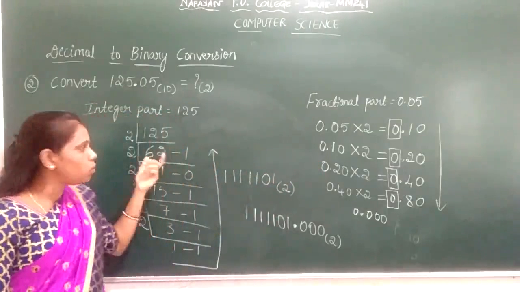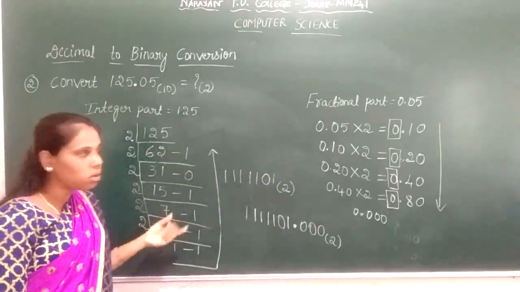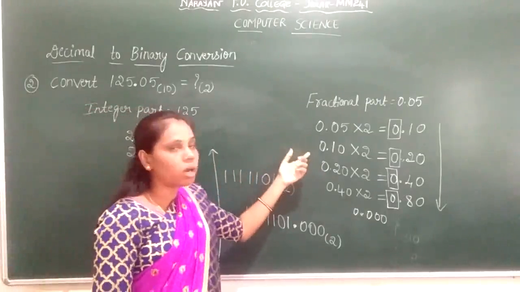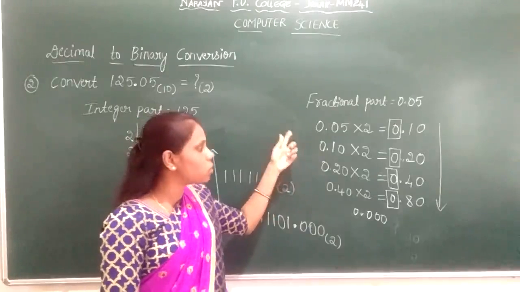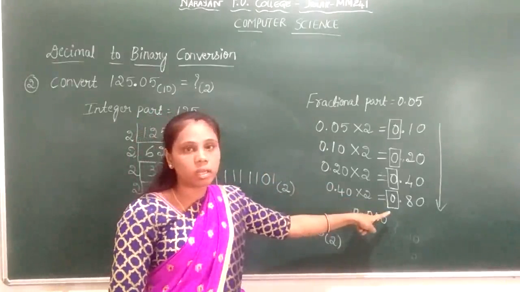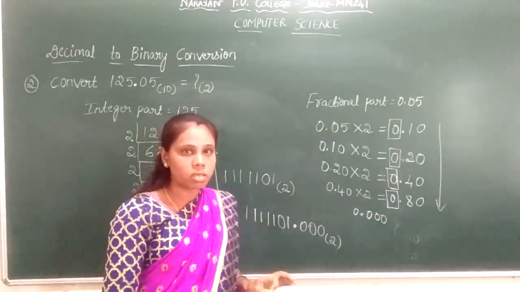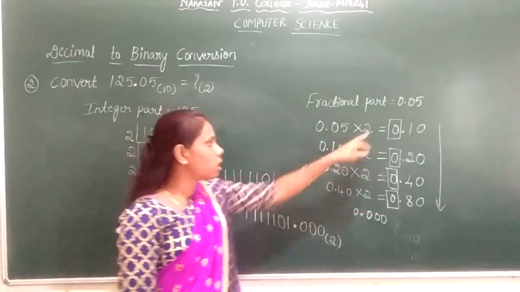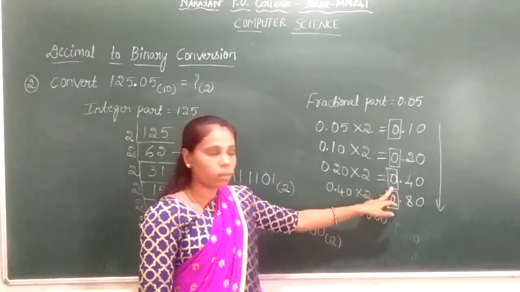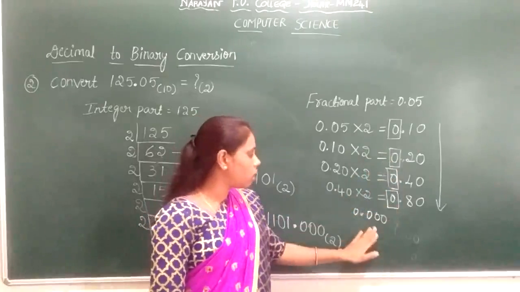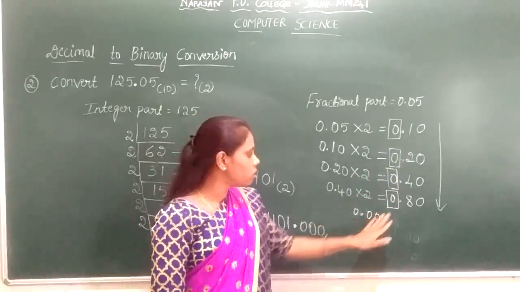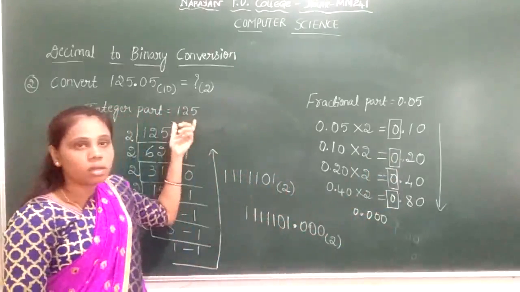For the integer part, you need to divide the given number by 2, and for the fractional part, you need to multiply it by 2. You should perform this operation till you get the fractional value as 0. Sometimes you do not get the fractional value as 0 and it will be recurring. In that case, you should take only 3 possible values. So this is the end of this problem.